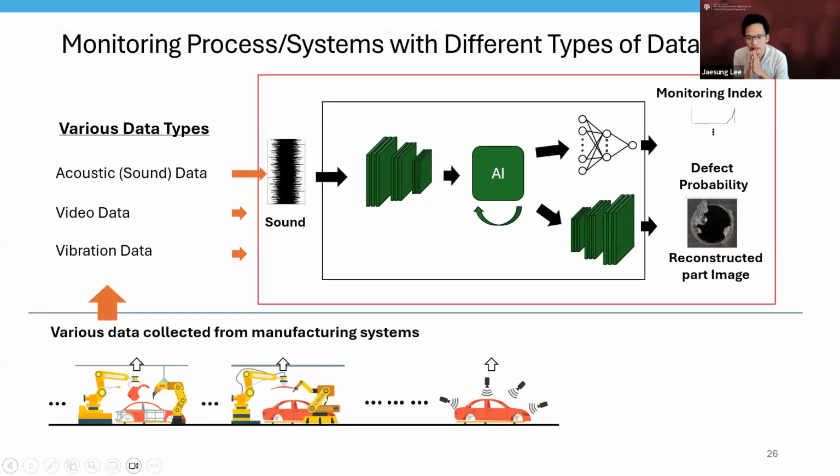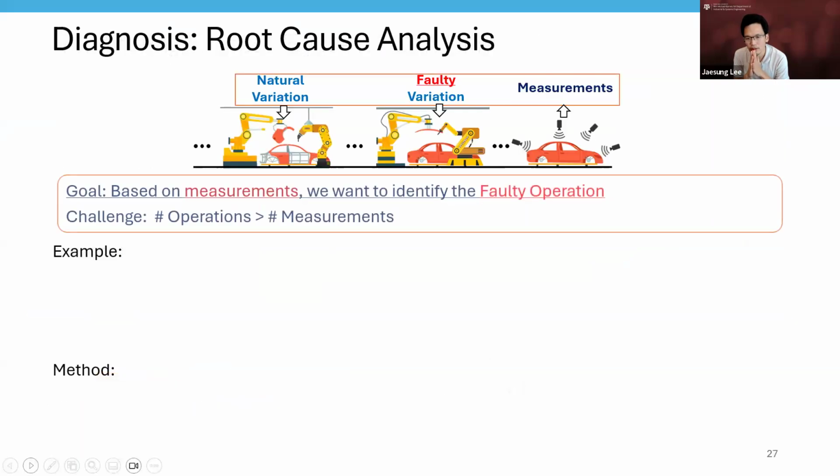So sometimes manufacturers are interested in not only knowing when the failure happens, but what to do next. Let's say the control chart or the AI-enabled alarm system shows that there is something wrong in your system. Then you want to fix it. But then what to fix is a follow-up question.